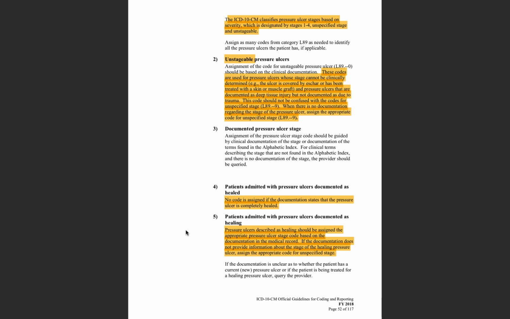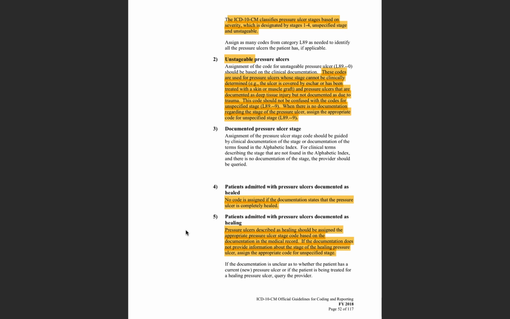Unstageable pressure ulcers. Assignment of the code for an unstageable pressure ulcer should be based on the clinical documentation. These codes are used for ulcers whose stage cannot be determined. It's not that they aren't determined, it's that they cannot be determined. Example, the ulcer is covered by eschar or has been treated with a skin or muscle graft, and pressure ulcers that are documented as deep tissue injury but not documented as due to trauma. This code should not be confused with the codes for unspecified stage. When there is no documentation regarding the stage of the pressure ulcer, assign the unspecified stage.